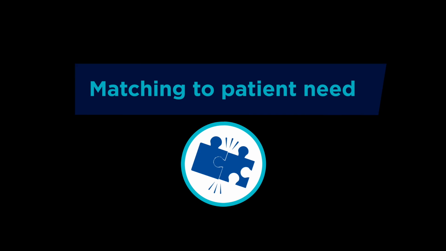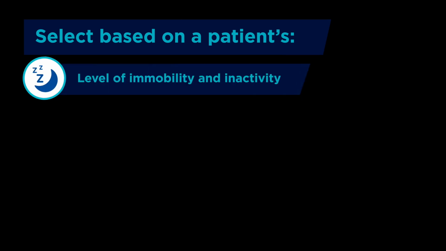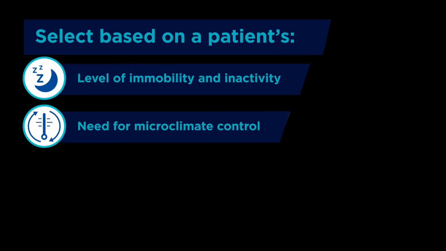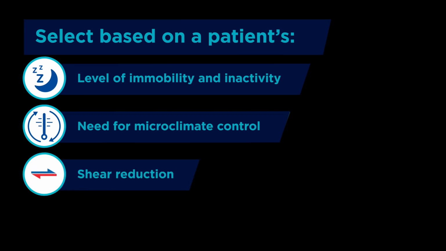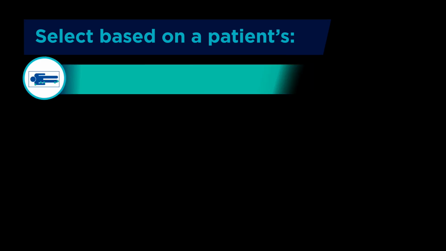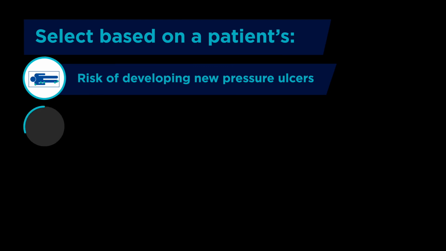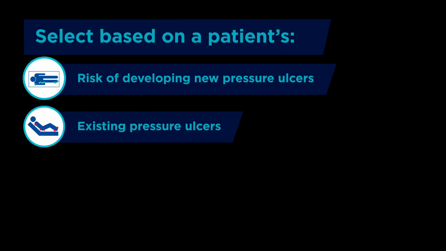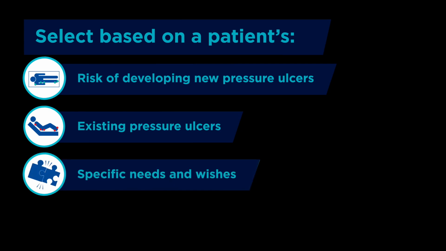My final important message is that a support surface should be matched to a patient's individual needs. In other words, our aim must be to get the right support surface for the right patient at the right time. Guidelines followed in the UK advise us to select a support surface that meets the individual's need for pressure redistribution based on the patient's level of immobility and inactivity, need for microclimate control, shear reduction, size and weight, risk of developing new pressure ulcers, number, severity and location of existing pressure ulcers, specific needs and wishes.